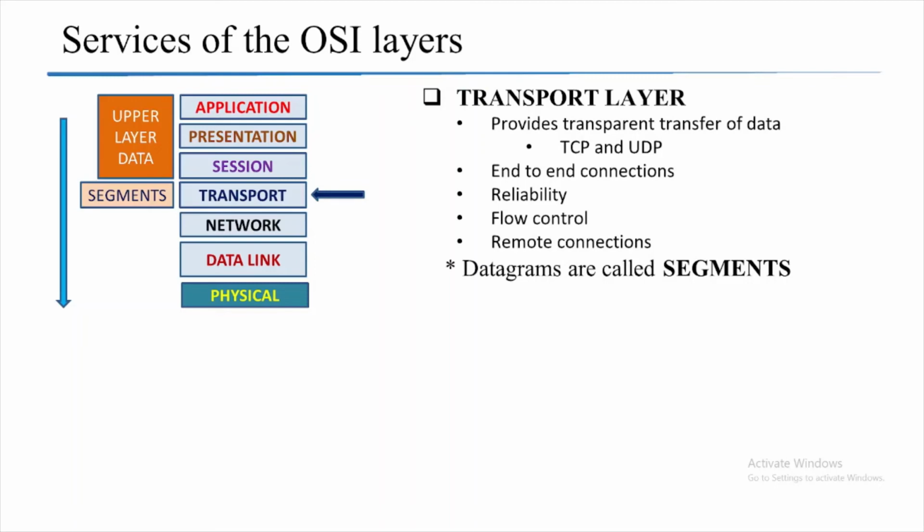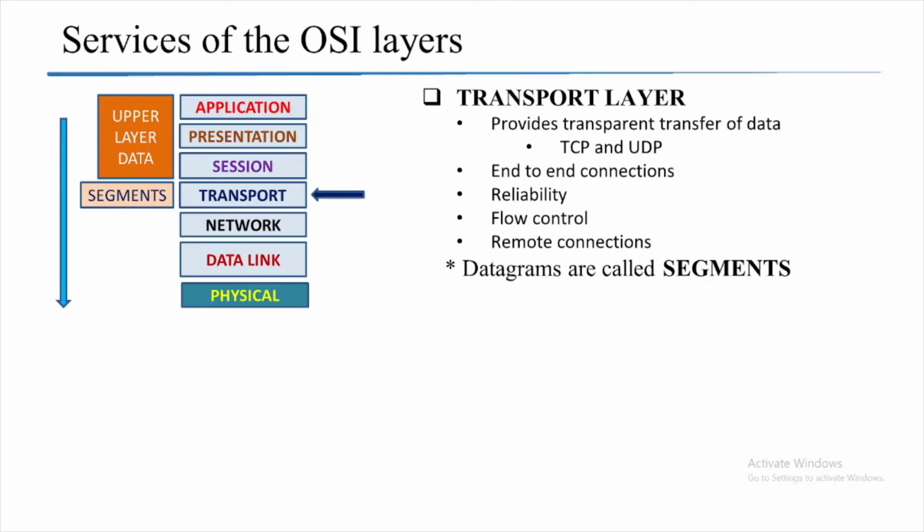and UDP is used for applications that are not that sensitive to packet loss, right? For example, for voice communication, voice is sensitive to delays, so in this case, for voice communication, UDP, or User Datagram Protocol, is suitable. But when there is sensitivity to packet loss, then TCP is the best protocol in the transport layer.